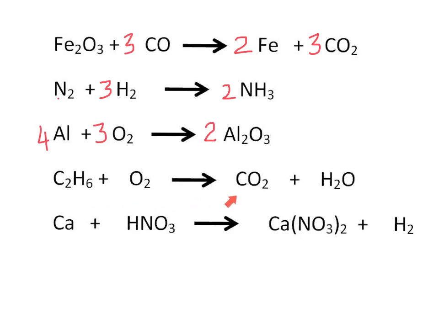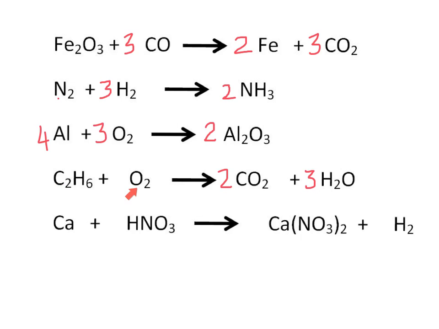Let's have a look at this equation now. 2 carbon atoms here, 1 carbon atom. So I'm going to put a 2 here. Now 6 hydrogen atoms on the left hand side, only 2 here. So I'm going to put a 3 right here. So that makes the number of hydrogen atoms 6. 3 times 2, 6. 6 here. Carbon is okay, hydrogen is okay.